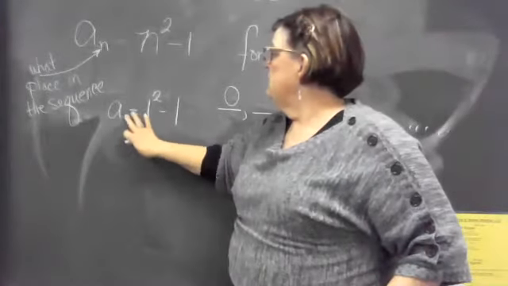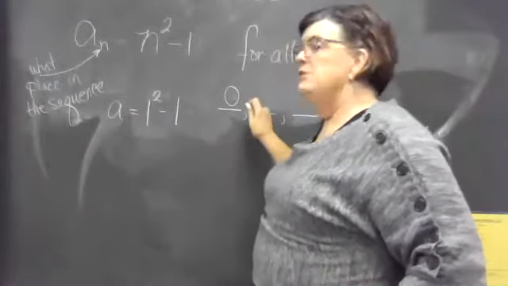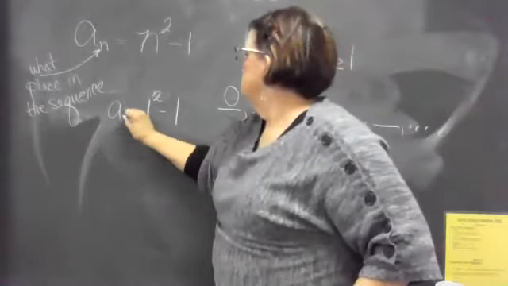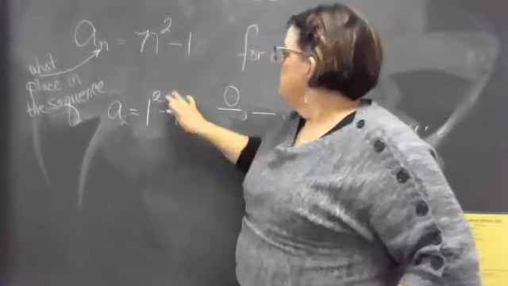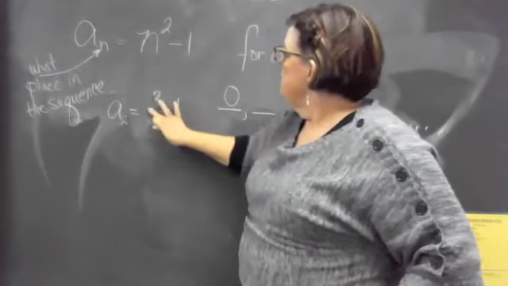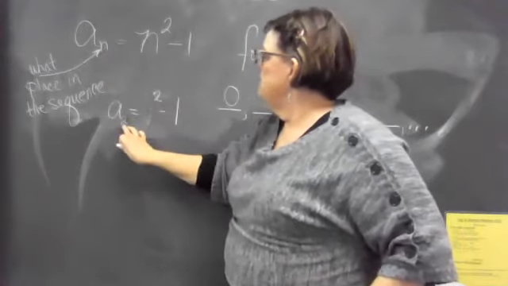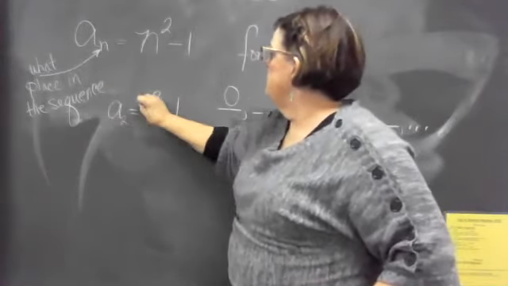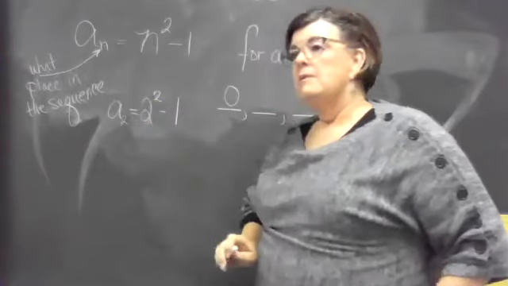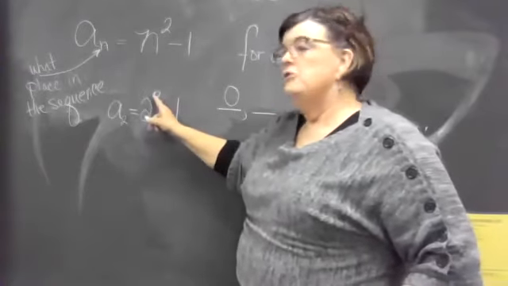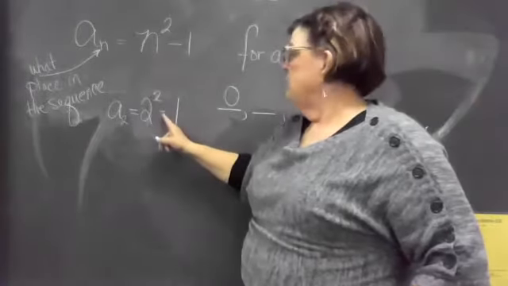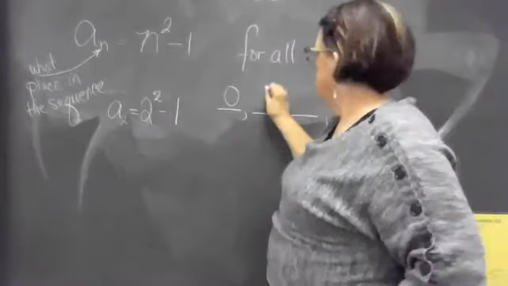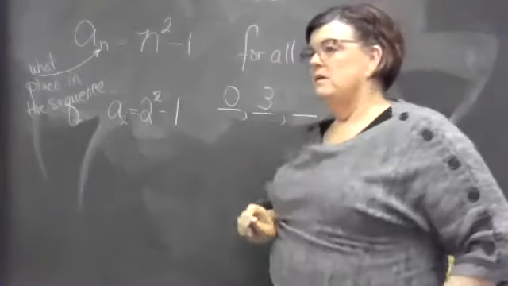Now I want to find the second one. I want to find what goes in the second place. And so where the n is, this n, I said in the second place. So it said use that n. Now it's 2 squared is 4. Minus 1 is 3. So that's my second one.